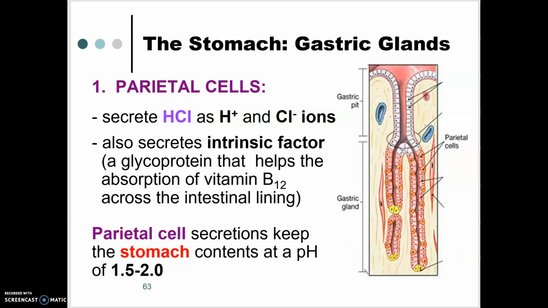Now, when these hydrogen and chloride ions travel out through the gastric gland and get into the lumen of the stomach, they combine to form hydrochloric acid, and that's what lowers the pH in the stomach down to around 1.5 to 2. So it's a very low pH, quite acidic. Another thing that the parietal cells will secrete is something called intrinsic factor, and this is going to help us absorb vitamin B12 across the intestinal lining, but that's something we'll talk about when we get down to the intestine.